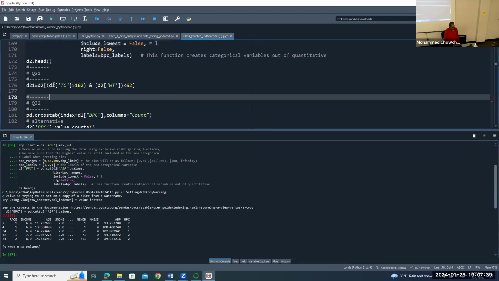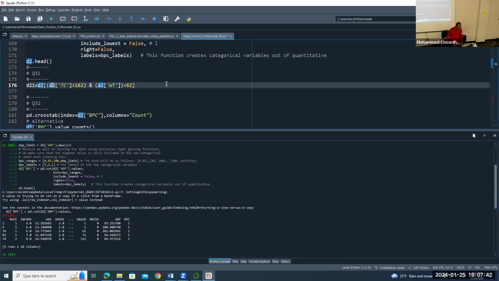And now suppose you want to subset the data by selecting total cholesterol. TC stands for total cholesterol. Line number 176, TC stands for total cholesterol, and WT stands for the weight. You want to subset the D2 data where you want to pick the subjects who have total cholesterol value greater than 162 and weight value less than 62. Okay. So this is the way of subsetting the data.